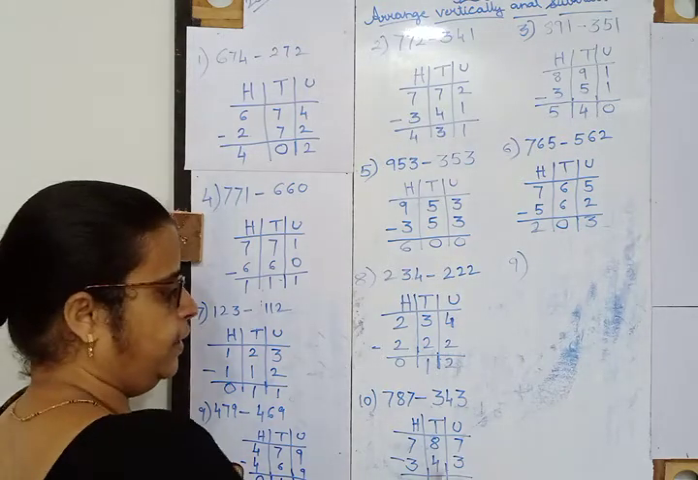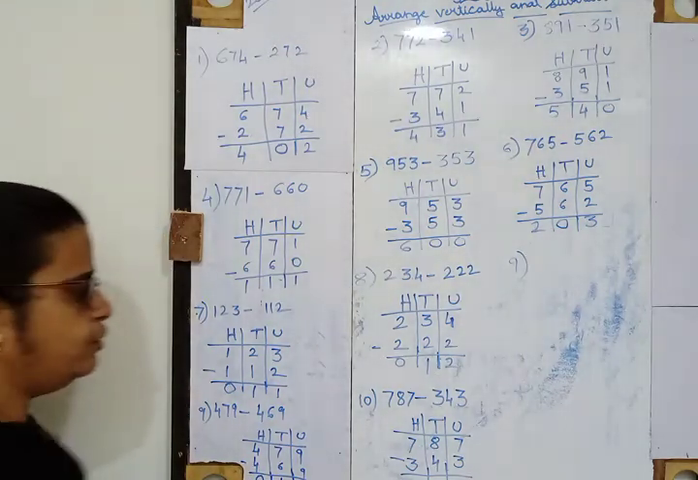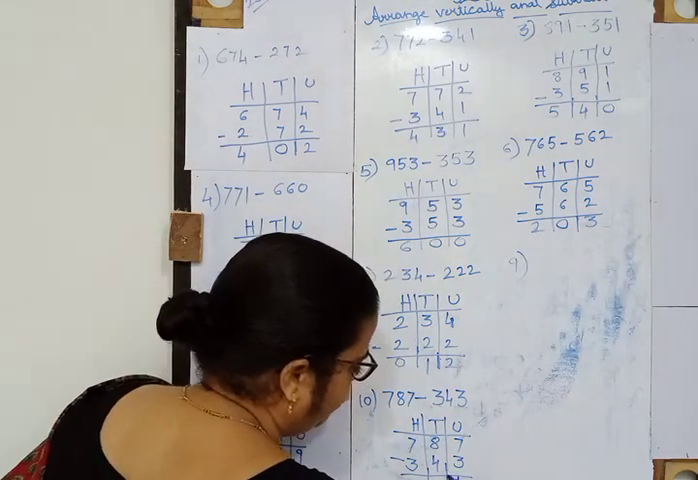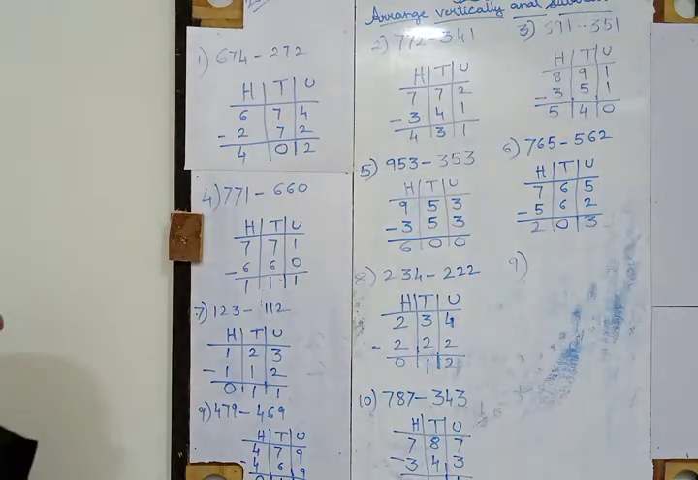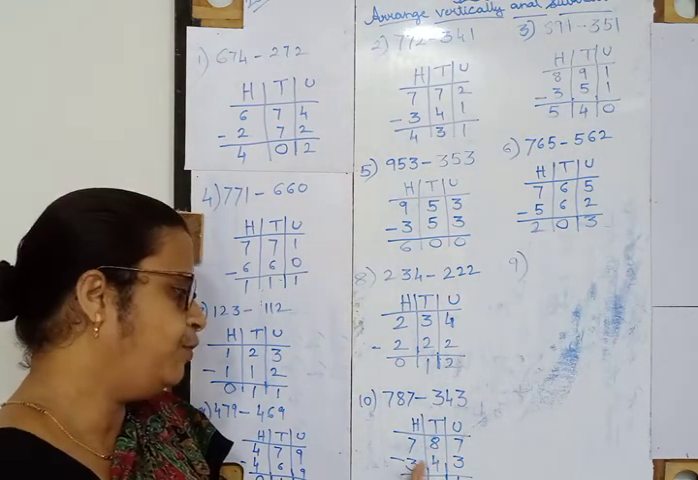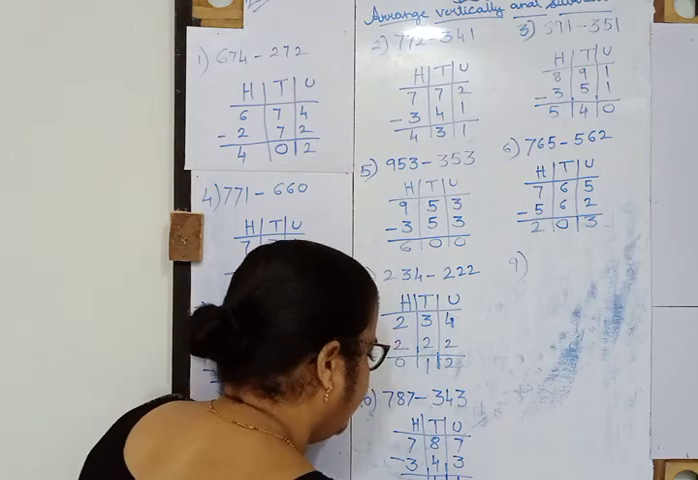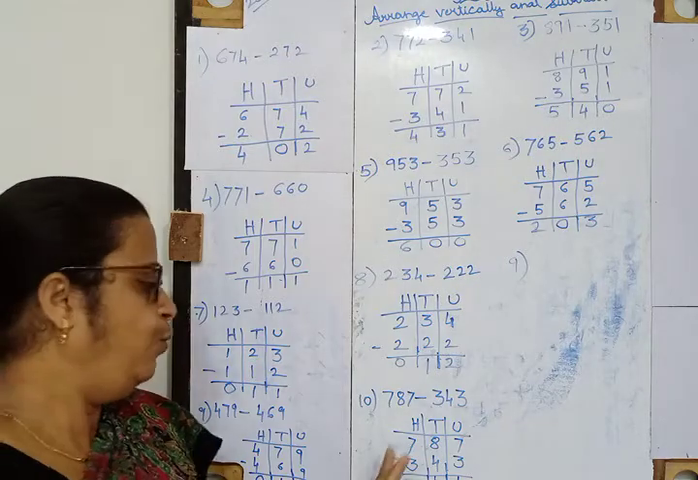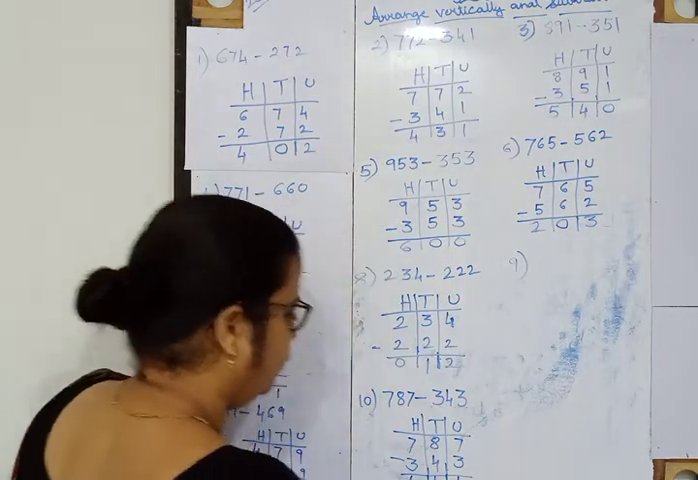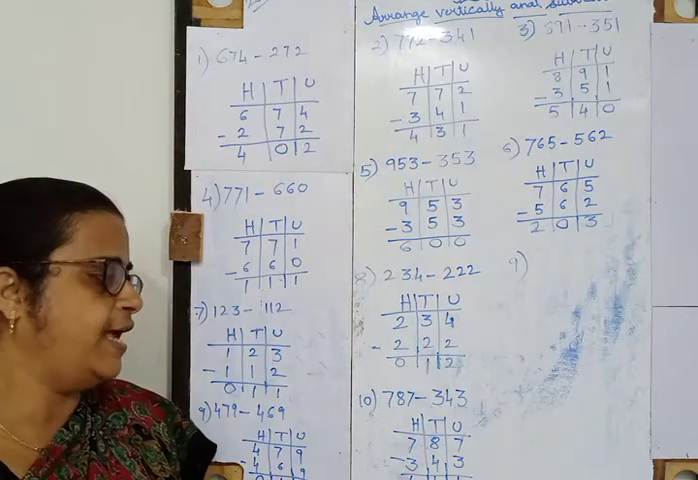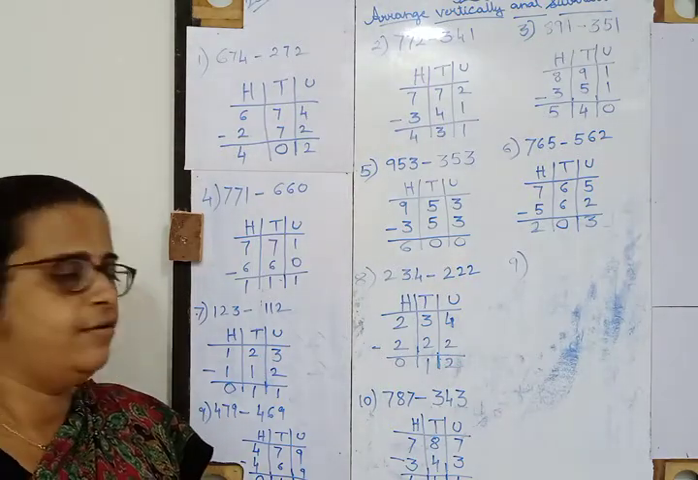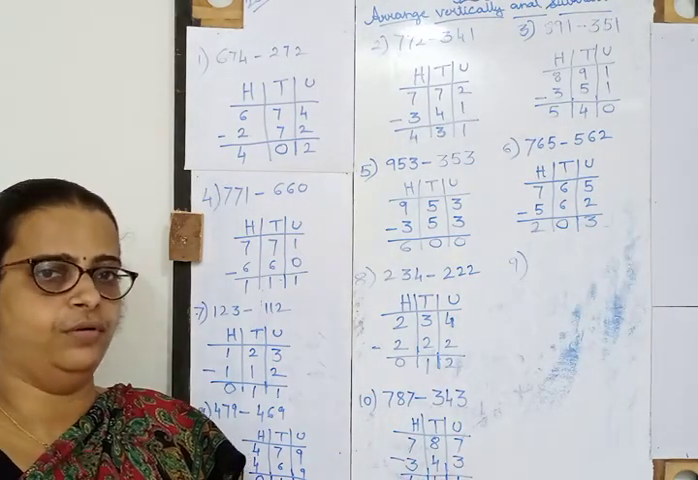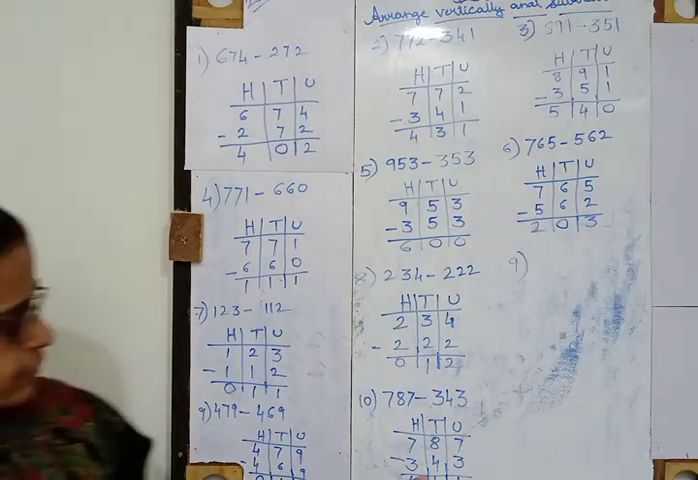So anybody stand up and tell me the answer. So 7 units minus 3 units, how many do we get? 4. So in the tens column, 8 minus 4, we get 4 tens. Again in the hundreds column, 700 minus 300, we get 4 hundreds. So 400, 4 tens, 4 units, that is 444. So your answer is 444.